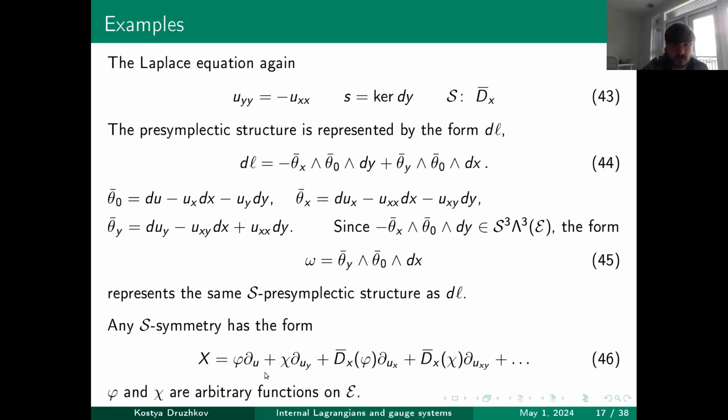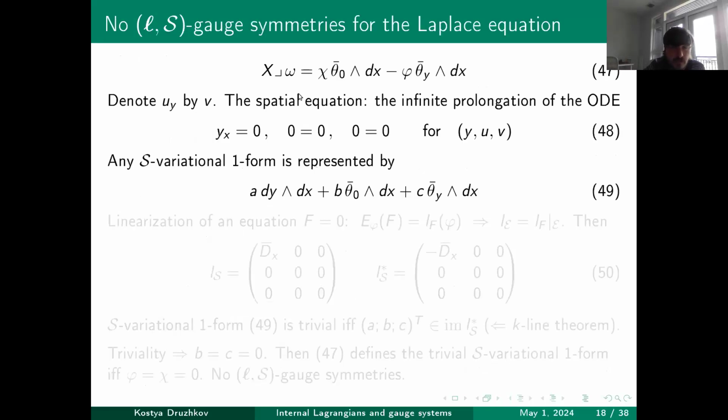These functions form something like the characteristic of an S-symmetry, and they can be chosen arbitrarily. They are just arbitrary functions on our equation manifold. Then we should consider the interior product of an S-symmetry and the corresponding form, our differential form omega. The differential form represents the corresponding S-presymplectic structure. And the result is written here.